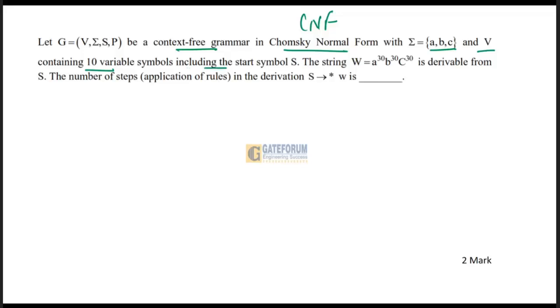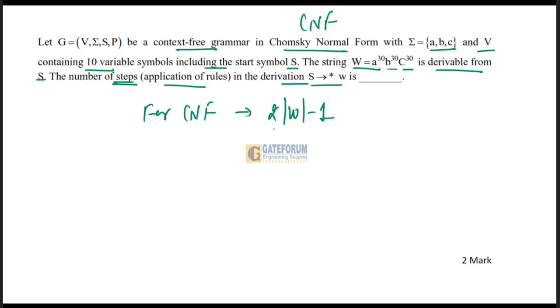Now, including the starting symbol S, the string W, that is a to the power 30, b to the power 30 and c to the power 30, is derivable from S. The number of steps, according to the application of rules in the derivation S derives star W, is? So for CNF, for Chomsky normal form, the number of steps required is 2 times |W| minus 1.